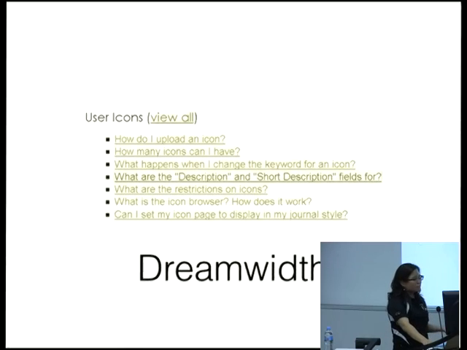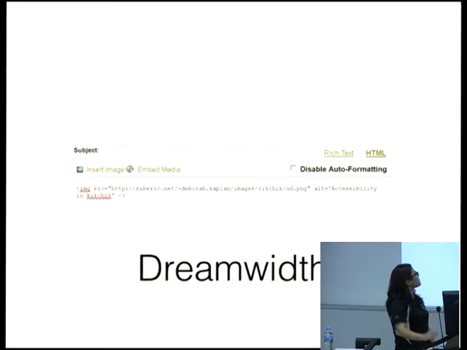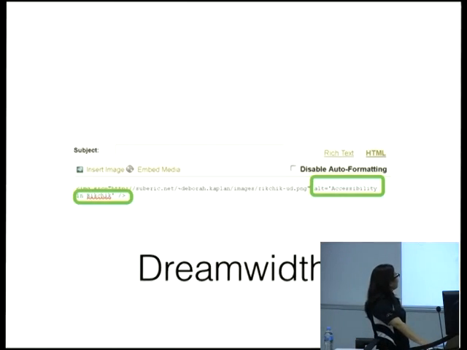We also link to this from our general help pages. And so you'll see that if you put in the image URL and the short description, we generate the HTML for you, and here is the alt text, pretty much as you would expect, just based on everything that you saw.